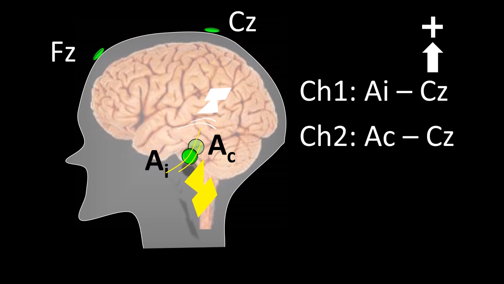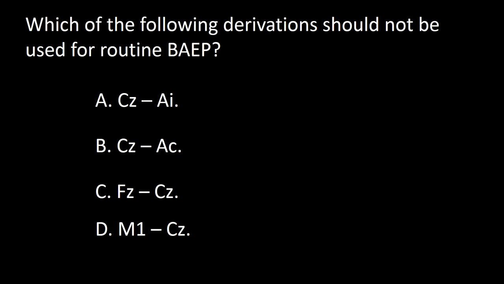Before leaving the subject of montage, I'd like to mention that there is a third type of montage that compares contralateral ear with ipsilateral ear. This arrangement referring contralateral ear to ipsilateral ear is important because it maintains the positivity up rule. So the answer to this question is C.